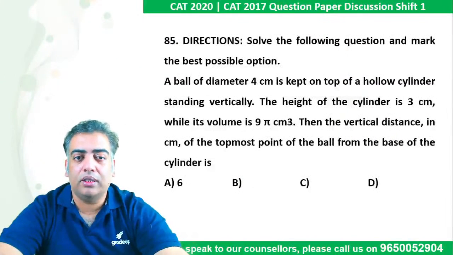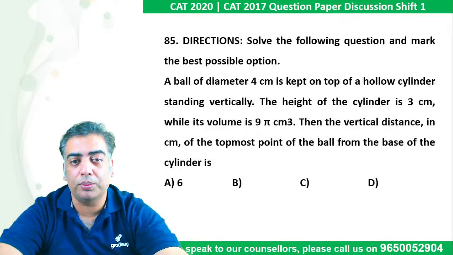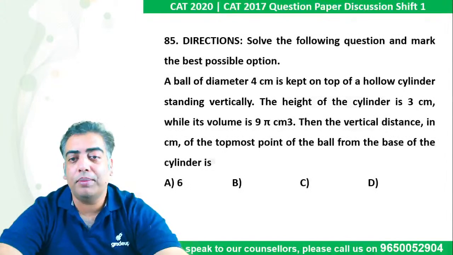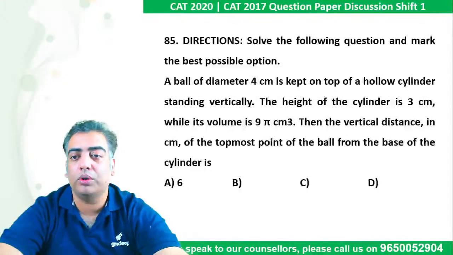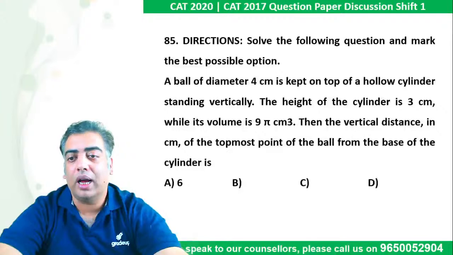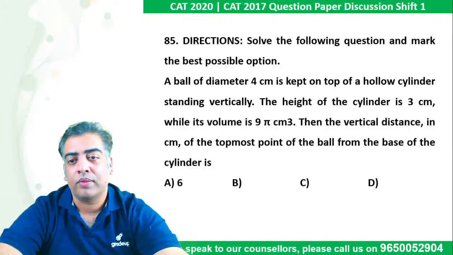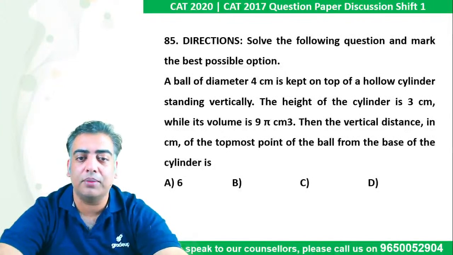So now let's give it a try. Solve the following question and mark the best possible option. A ball of diameter 4 cm is kept on top of a hollow cylinder standing vertically. The height of the cylinder is 3 cm while its volume is 9 pi centimeter cube. Then the vertical distance in centimeter of the topmost point of the ball from the base of the cylinder is.